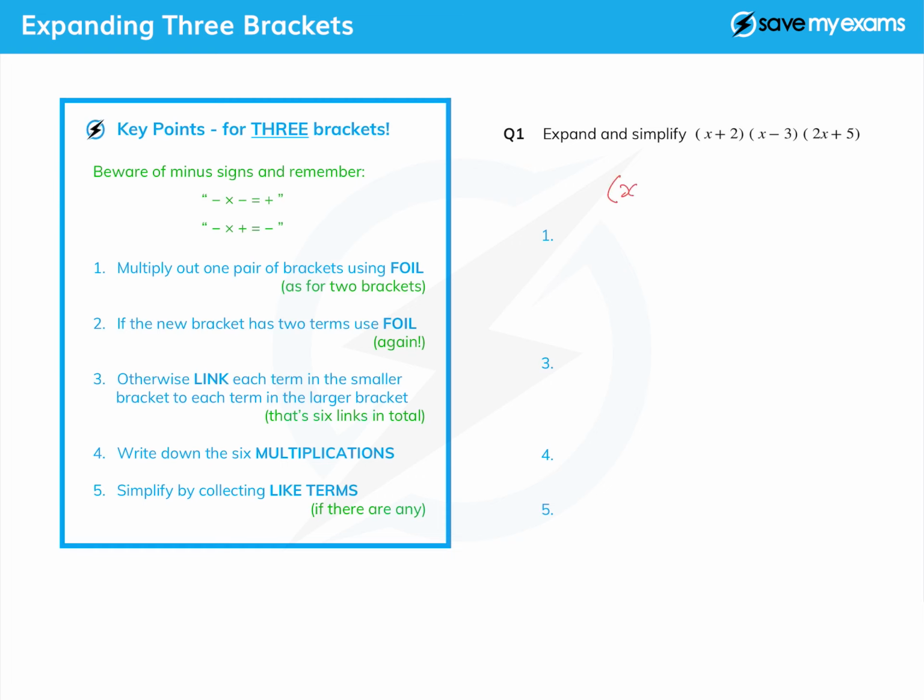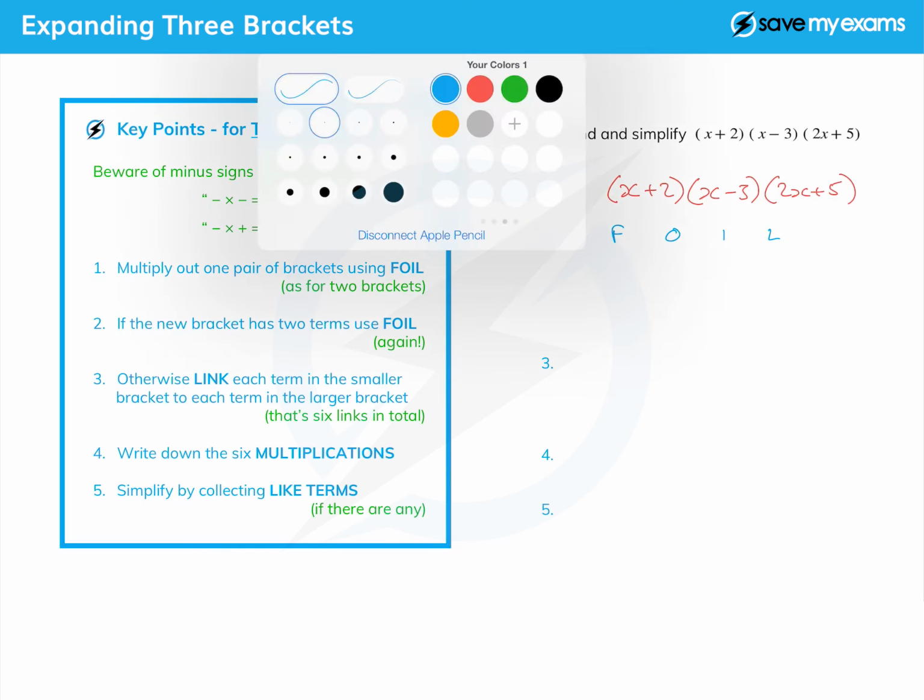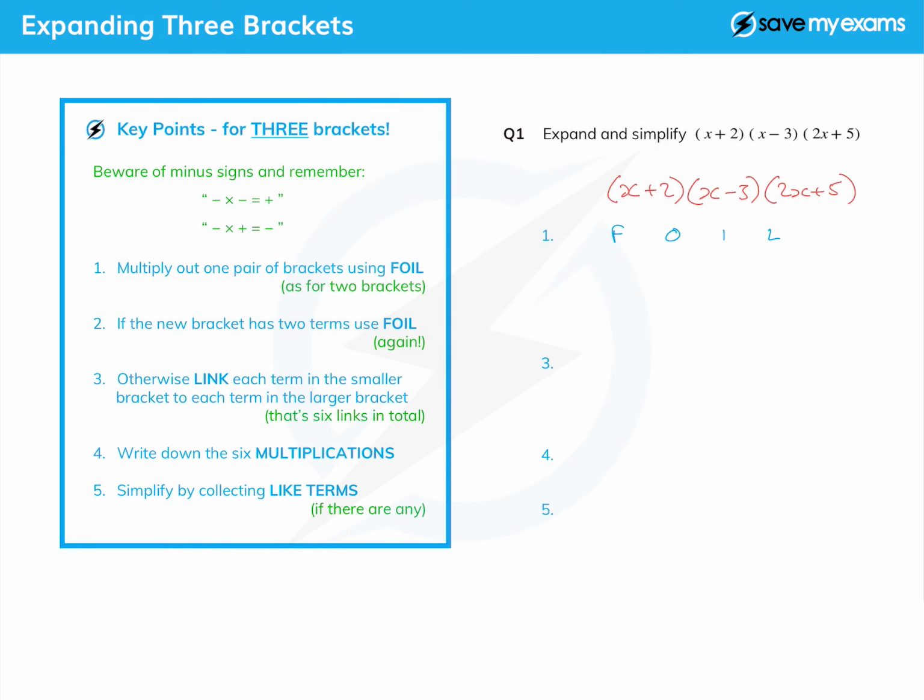So we're dealing with x plus 2 times x minus 3 times 2x plus 5. And I'm going to choose to multiply out this pair of brackets first. The logical thing to do is to multiply out the first two brackets, so that's what I'm doing. Now, to multiply out a pair of brackets, we first write down FOIL, which you will remember stands for first, outer, inner, last. So here they go.